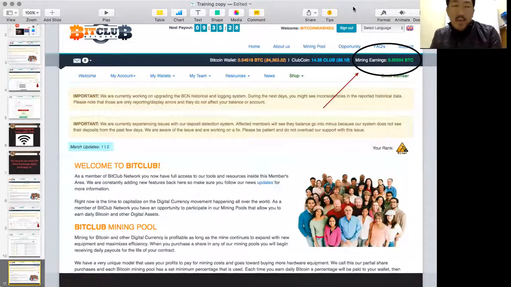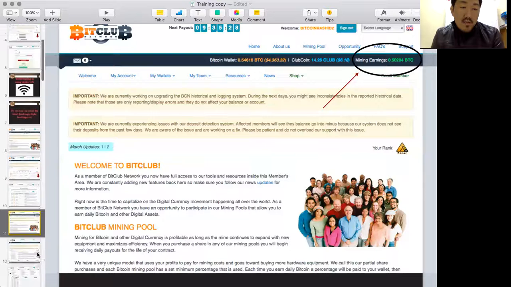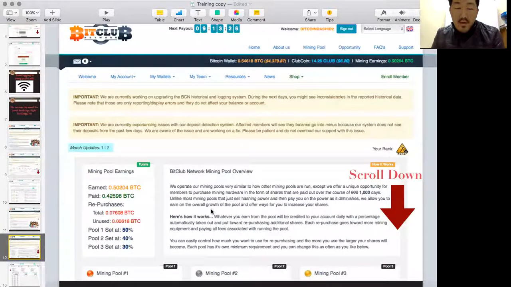So at the top right here, you have mining earnings. In case you're not sure what's the difference between mining earnings and Bitcoin wallet, mining earnings is purely what you mine, what your account has mined. Okay, in case you're wondering how come the numbers look a bit different. Now in the past, when the commissions were paid in Bitcoin, you'd see that this would be higher than this. So click on your mining earnings and it will take you here.